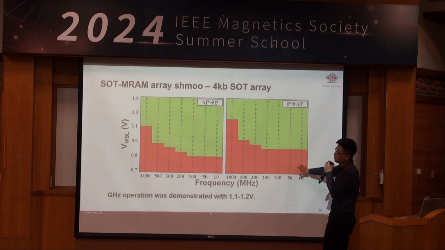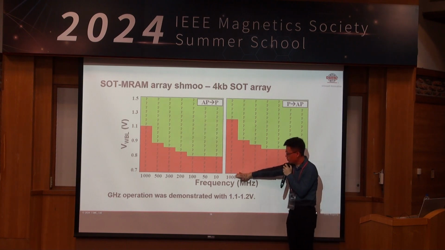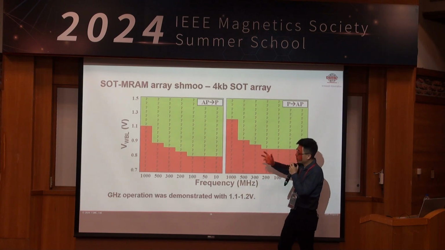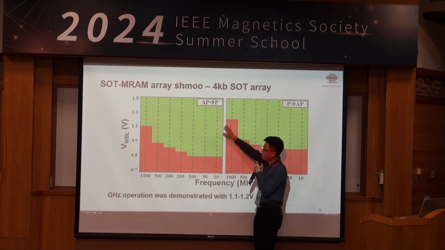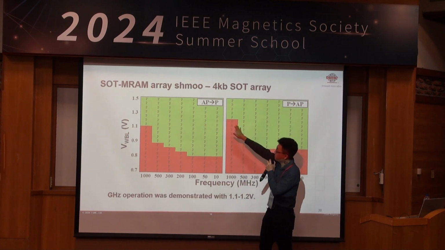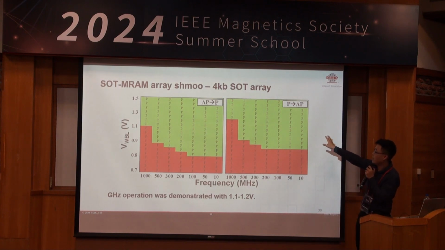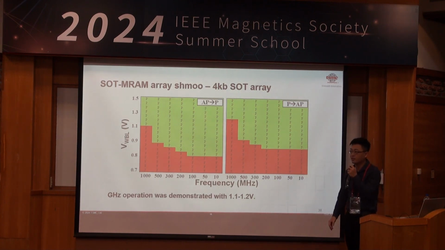Okay, and this is the array shmoo. It shows that we can do it down to 1 gigahertz frequency, and the write voltage is roughly 0.2, and from P to AP and AP to P it is roughly 0.1. And the pass criterion is 100%, no error rate.